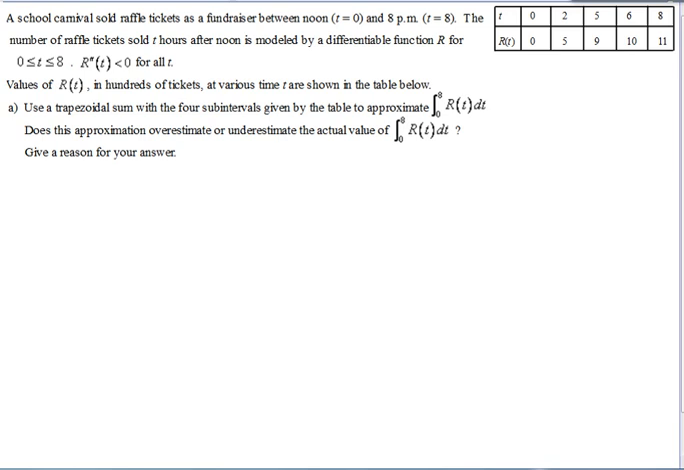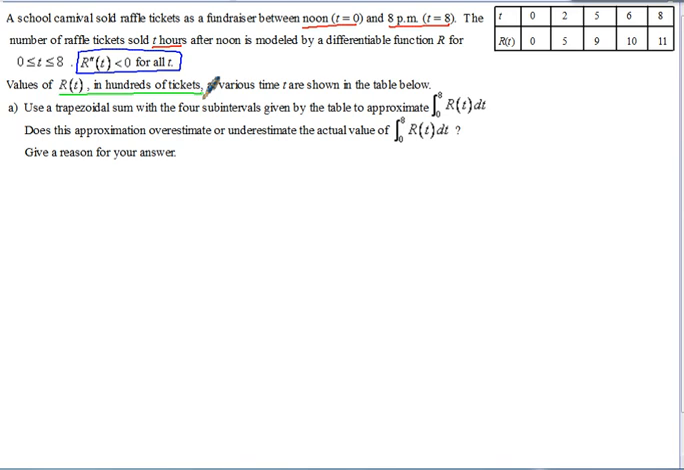All right, so this one says a school carnival sold raffle tickets as a fundraiser between noon, which is defined as time 0, and 8 p.m., which is defined as time 8. The number of raffle tickets sold t hours after noon is modeled by a differentiable function r from 0 to 8. R double prime of t is less than 0 for all t. Values of r of t, in hundreds of tickets, at various times t are shown in the table.